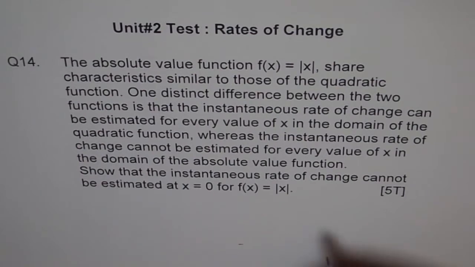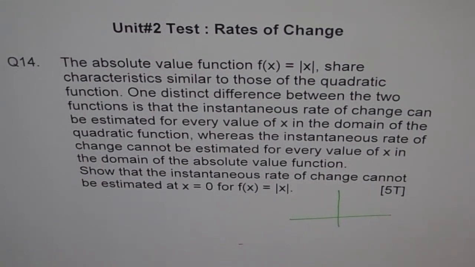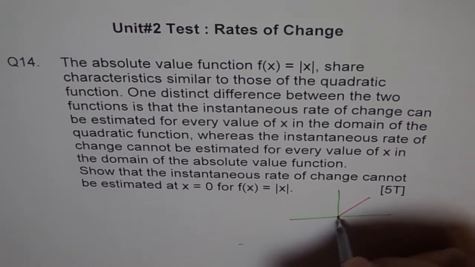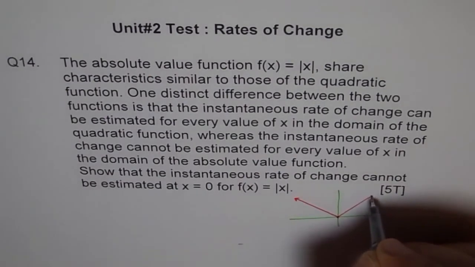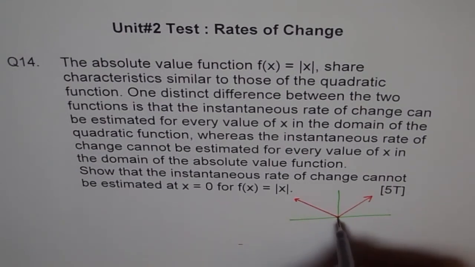Now here remember something. Let's first sketch it and try to see what the position is, right? The absolute x function is like this. Correct? Now, I'll try to explain it from two sides. One is making a tangent, right? Now that is the point where x is equal to 0, correct?